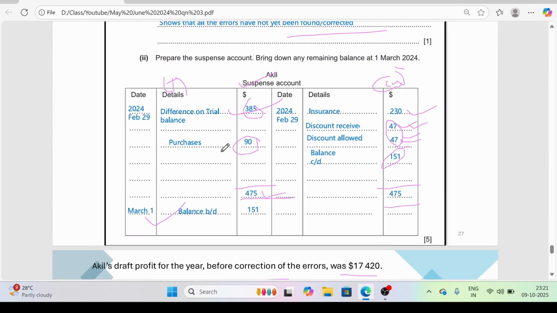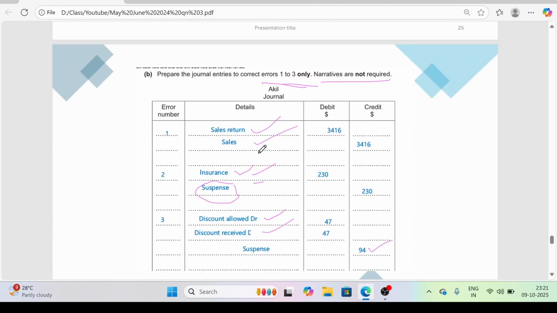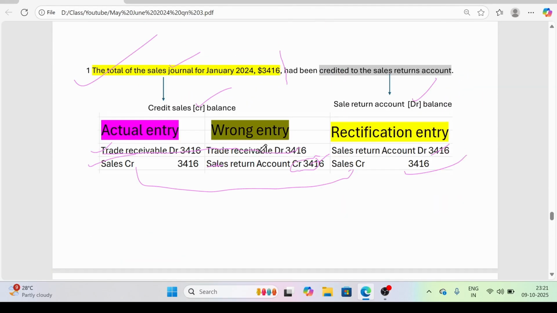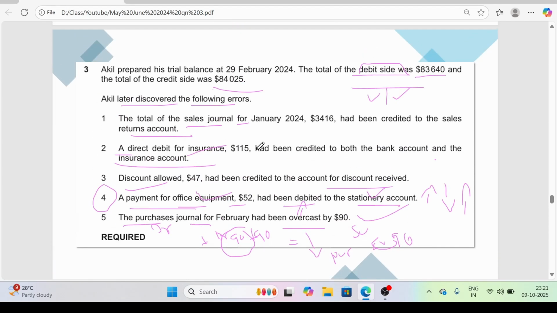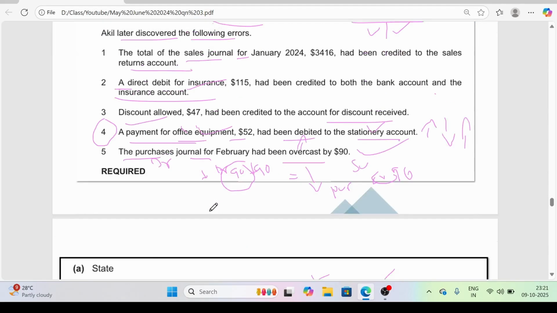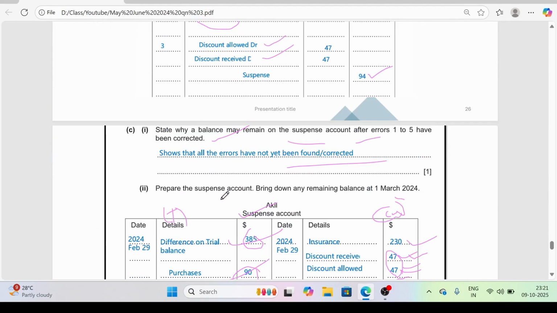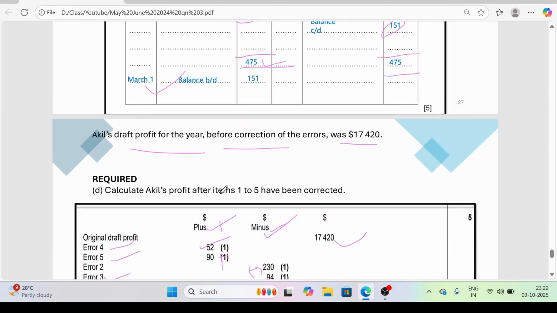Then you can ask why this 90 we are not recording. The reason is this is a non-current asset. So a non-current asset we will not record in the income statement. That's why we are ignoring this transaction in the suspense account. Okay. I hope you understood the calculation.